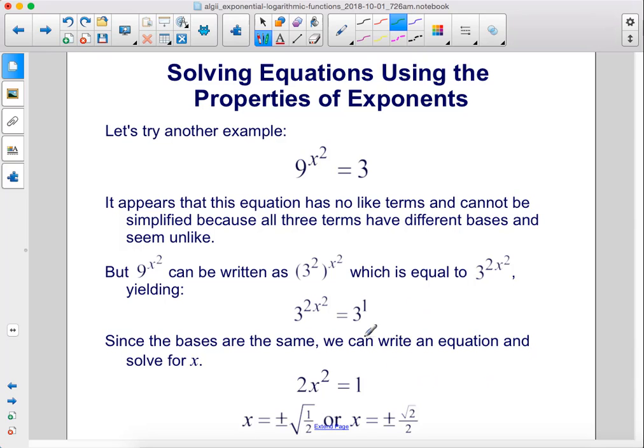Since the bases are the same, we can write an equation and solve for x. 2x squared equals 1, or x equals plus or minus the square root of 1/2, or x equals plus or minus the square root of 2 over 2.